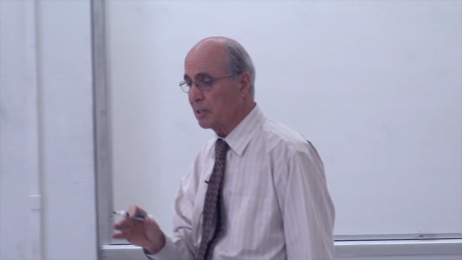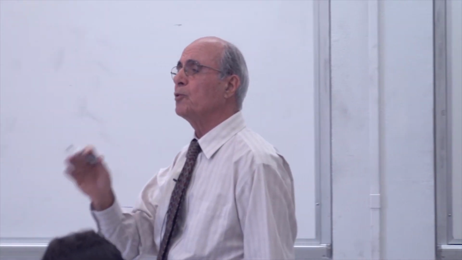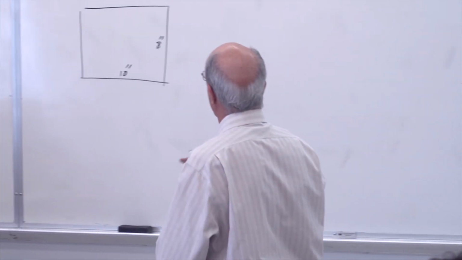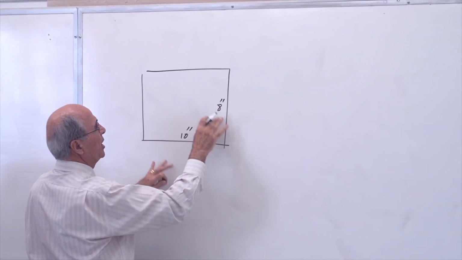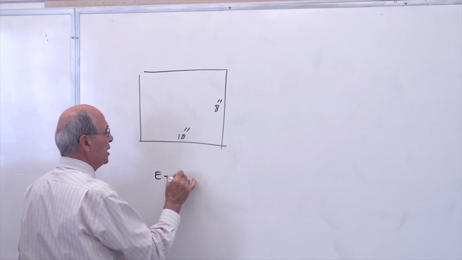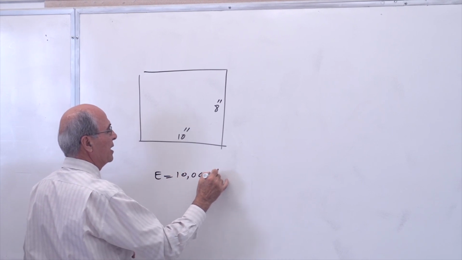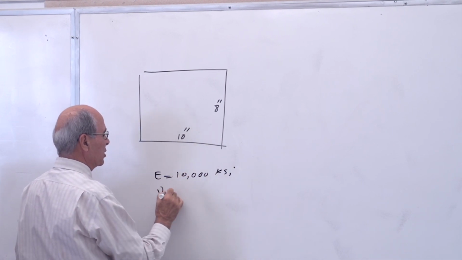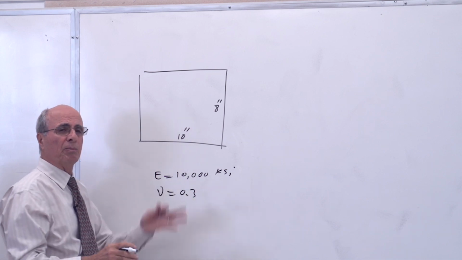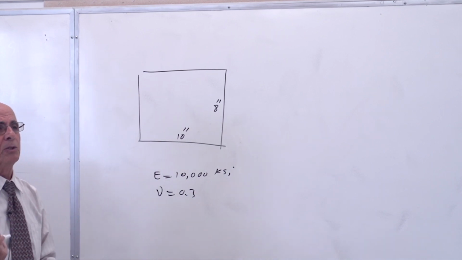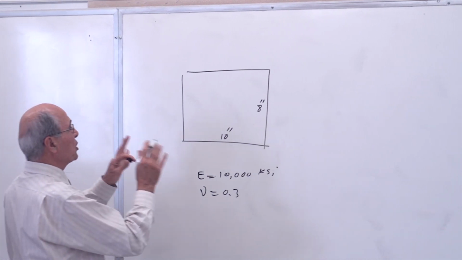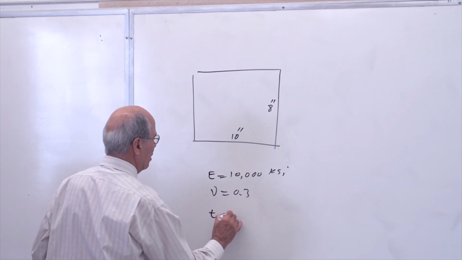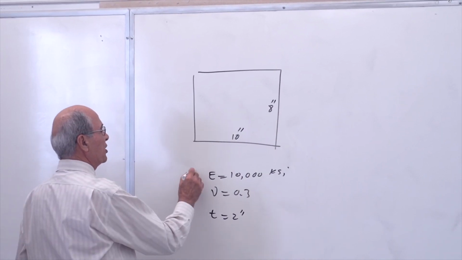Now this problem is a little bit different, similar to some of your homework. So let's say that this is a plate with the same idea, 10-inch, 8-inch. E will be given to you. Let's say E is 10,000 KSI, let's say nu is equal to 0.3. That's beside the point because I'm not going to do the entire problem. I don't have time to do it, but I give you the idea. Is that correct or not? This time, this plate, the thickness T is equal to 2 inches. So the same idea here.